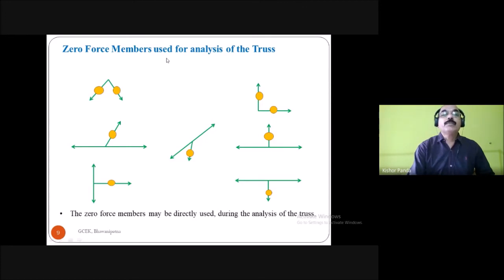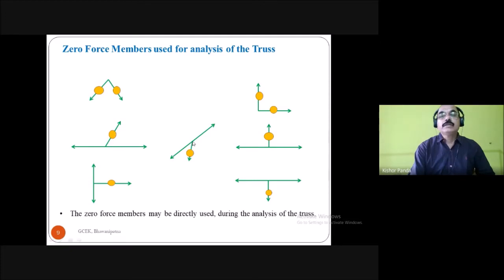What are the zero force members used for analysis of the truss? Because you see, at any joint, if there are two members meeting, the force in that member is equal to 0 in the analysis of the truss. So here also this is the joint, two members meet, so you have to take the force in this member as 0. And here three members meet, and these two members are in the same straight line, and this is the third member. So the force in the third member is equal to 0.